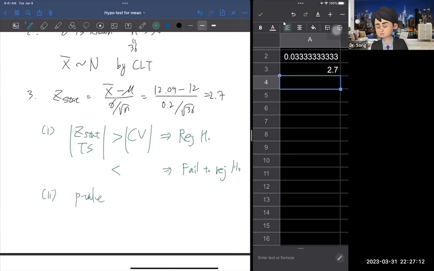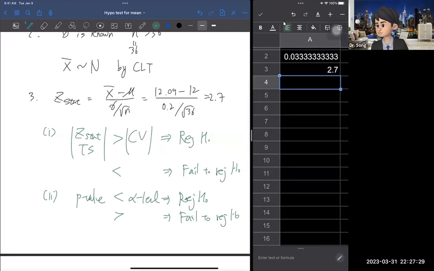So the p-value comes from the test statistic. When the p-value is smaller than the alpha level, then we reject the hypothesis. On the other hand, if the p-value is greater than the alpha level, then we fail to reject the null hypothesis. So I'm gonna show you both of them.